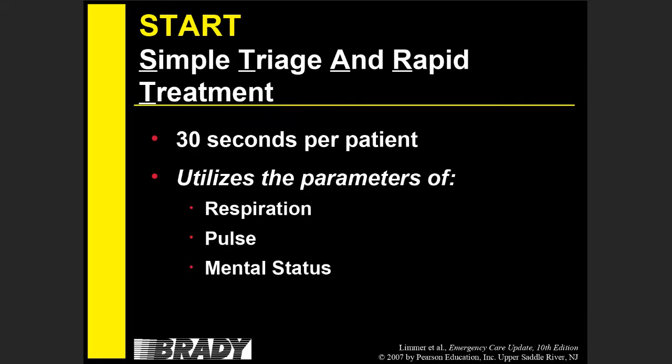So when we evaluate all these patients, we use the method called START, simple triage and rapid treatment. It's based on very easy to remember and strictly logical, cold logic criteria, which involves a quick 30-second evaluation of each patient utilizing the parameters of just their respiration, their pulse, and their mental status. That's the only 3 things you care about during your initial triage of a multiple casualty incident: respirations, pulse, and mental status. You should remember that.